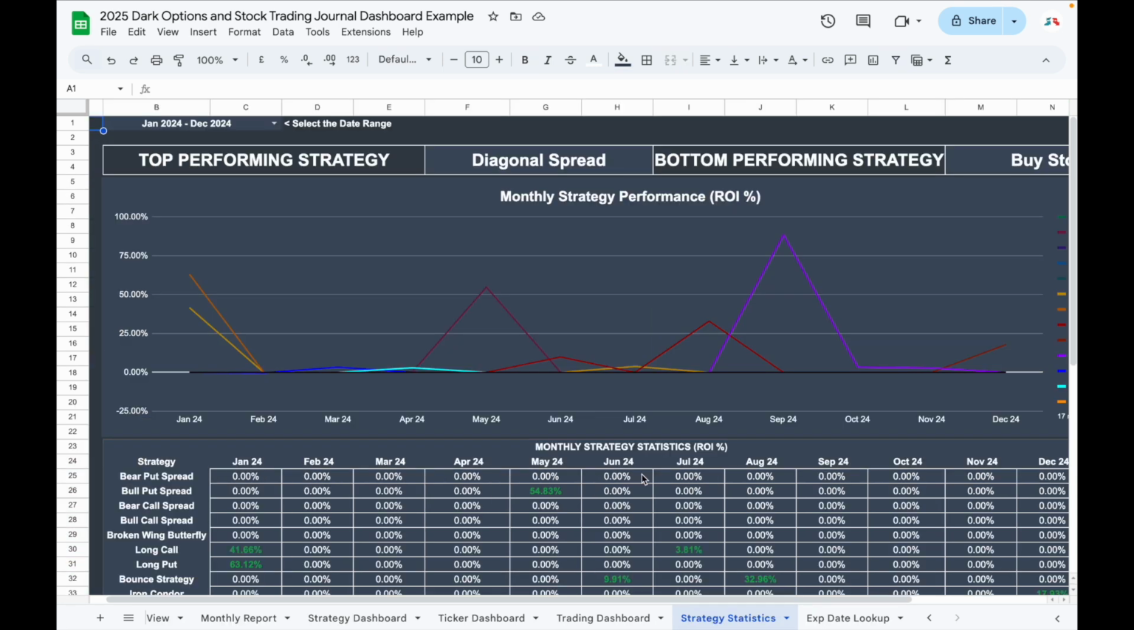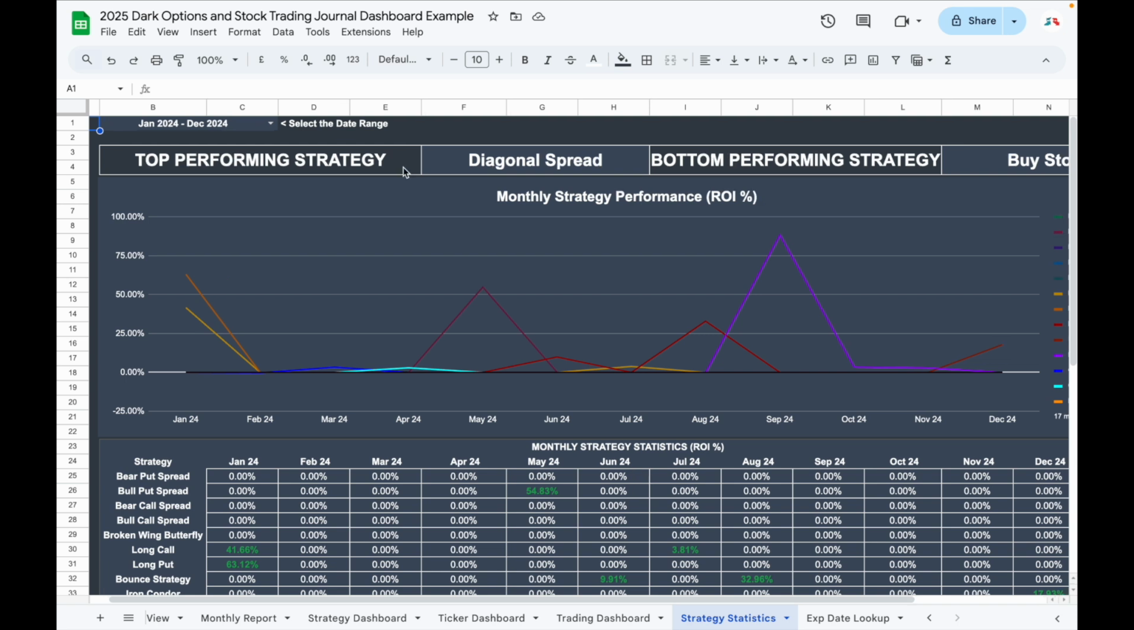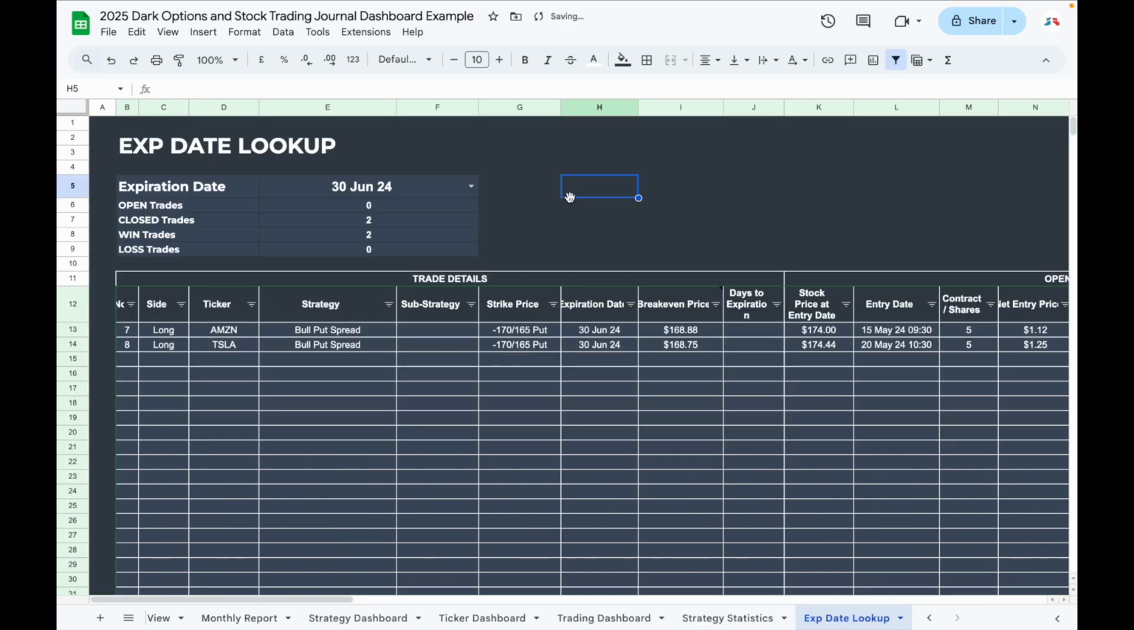The strategy statistics tab will show you the monthly performance of each strategy in terms of return on investment percentage. It will also show you the top performing strategy and bottom performing strategy. In the expiration date lookup, you can select an expiration date from the drop-down menu to view all trades expiring on that date. This helps you monitor open trades, ensuring you don't forget to close or adjust them before expiration.